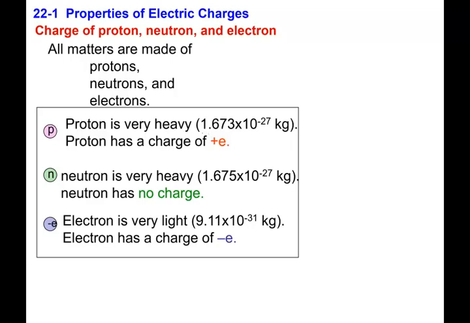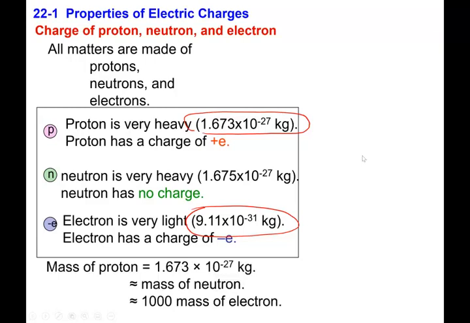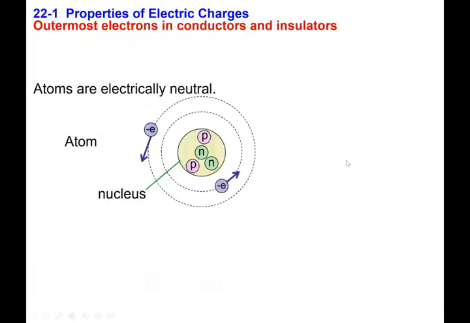So these numbers will come in handy in some problems. You should memorize the charge of an electron, minus 1.6 × 10^-19, but the mass of the proton and the mass of the electron will come in handy in some problems. So remember, 1.67 × 10^-27 for the mass of the proton, and 9.11 × 10^-31 for the mass of the electron. You can see the mass of the proton is about 1,000 times the mass of the electron. And so this is the simple model.